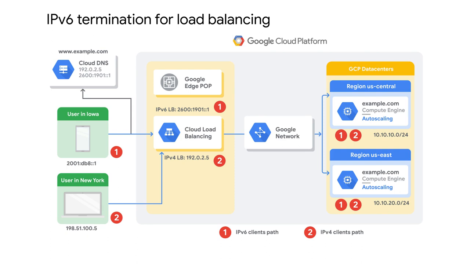to your backend. For example, in this diagram, there is a website, www.example.com, that is translated by Cloud DNS to both an IPv4 and IPv6 address. This allows a desktop user in New York and a mobile user in Iowa to access the load balancer through the IPv4 and IPv6 addresses respectively. But how does the traffic get to the backends and their IPv4 addresses?